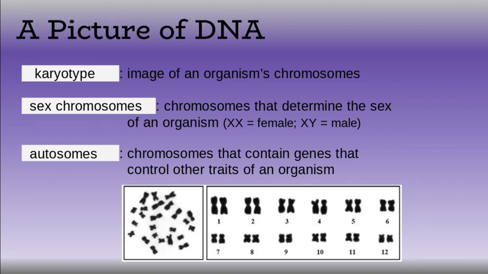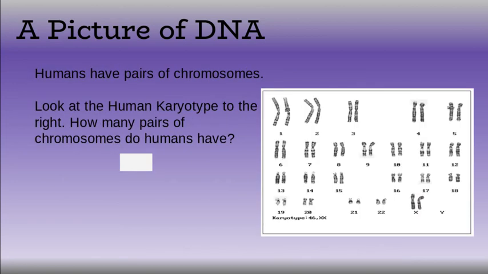Another type of chromosome will be referred to as autosomes. These are the chromosomes that contain genes that control all of the other traits of an organism. So they don't determine whether or not the living thing is a female or male. It just has information, a bunch of genes that are coding for many other proteins that determine other traits.